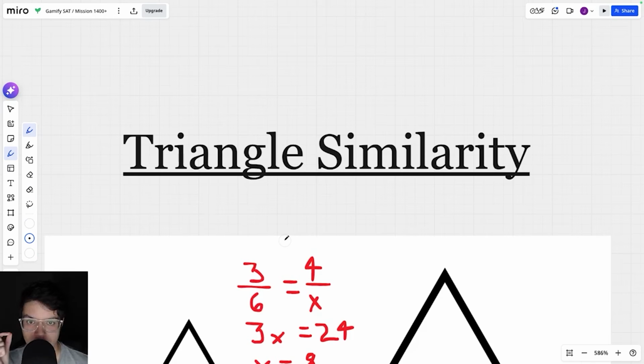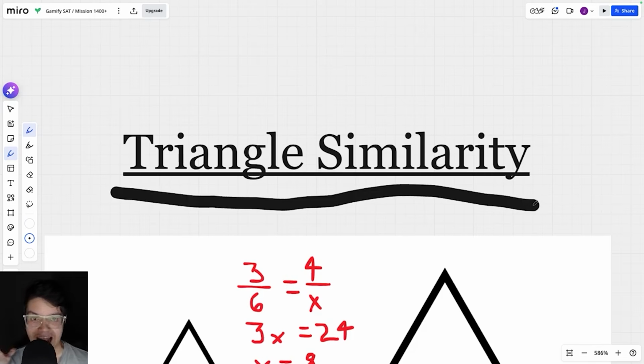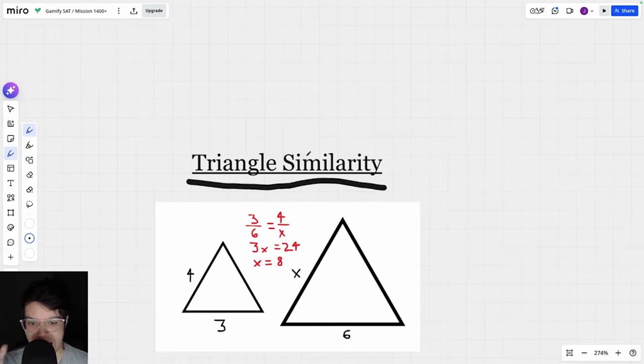In this video, I'm going to explain everything you need to know for the SAT about triangle similarity. I'm going to explain what triangle similarity means, how to tell whether a triangle is similar to another one, and also how to solve some of these harder triangle similarity problems when you do see them on the test. As for triangle similarity, here's what you need to know.